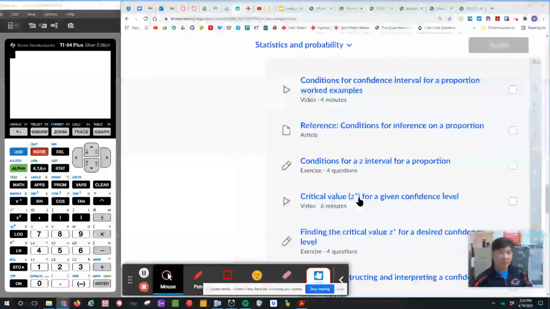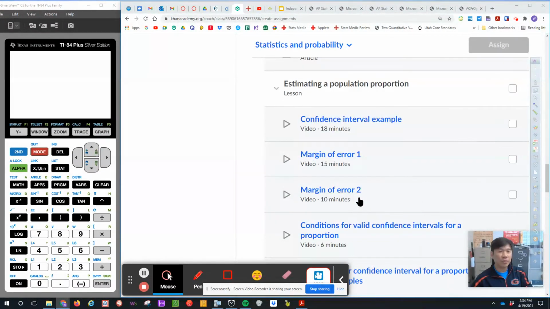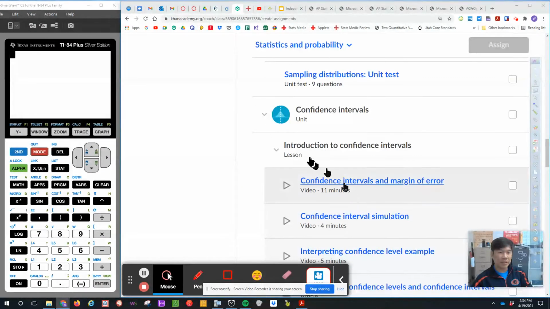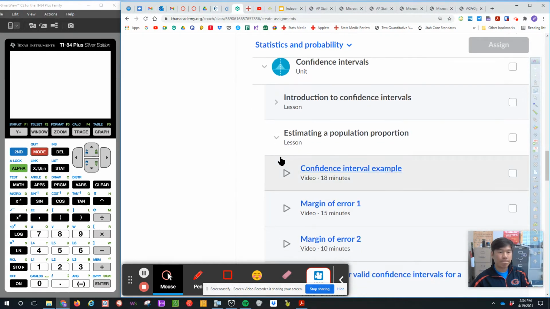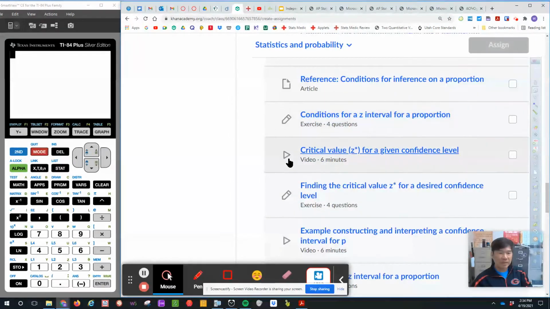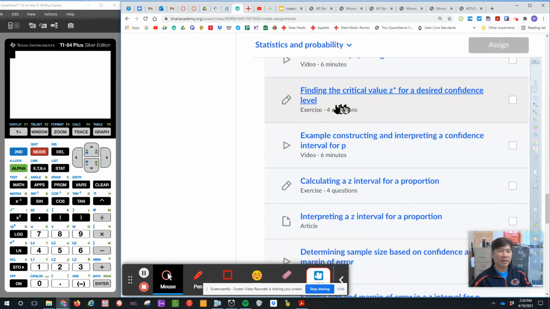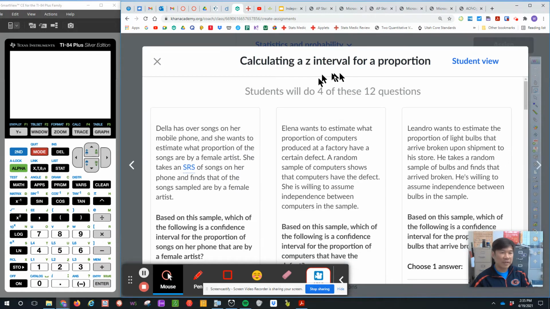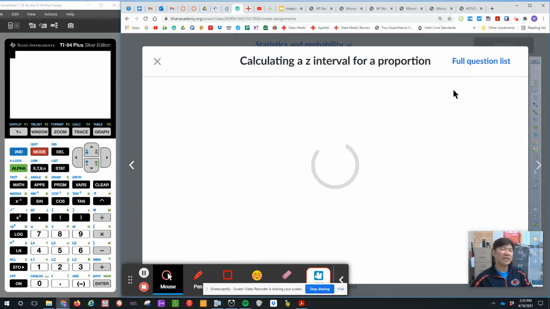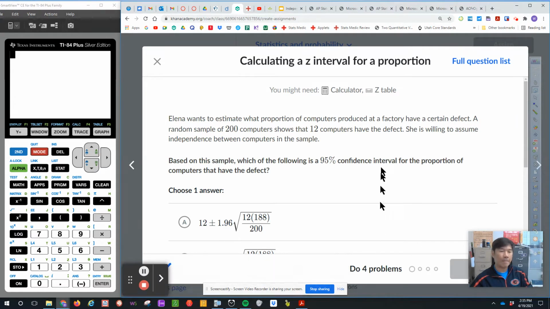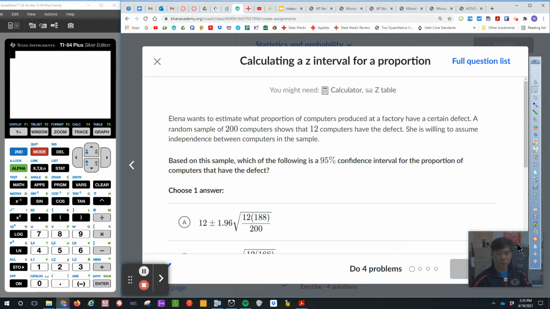So we are into a new unit, right? And this unit is confidence interval. The last exercise that I did was finding the critical value, the z star, for the desired confidence level. And so today we're diving straight into calculating a z interval for a proportion.